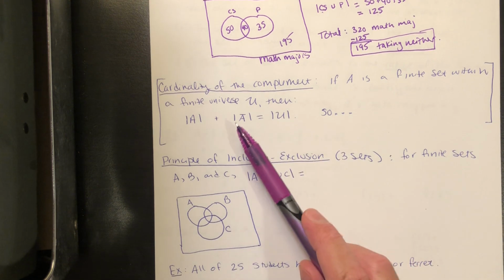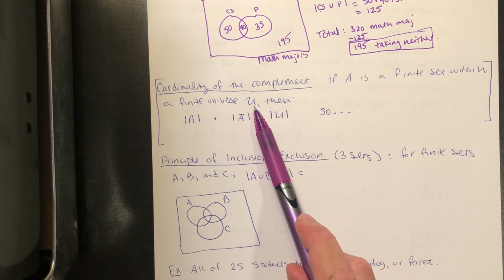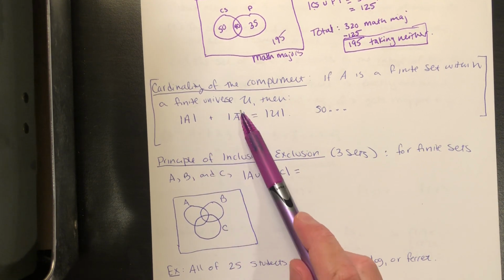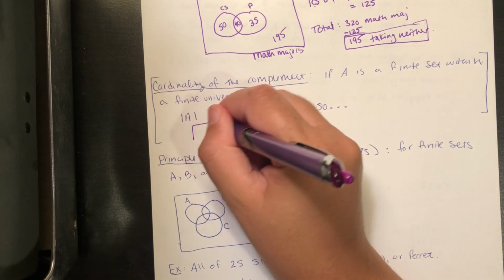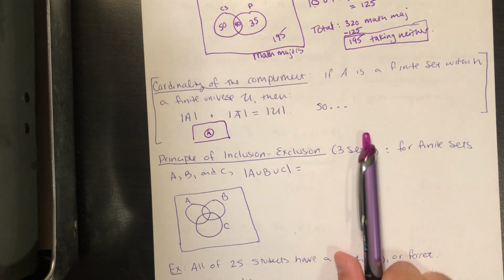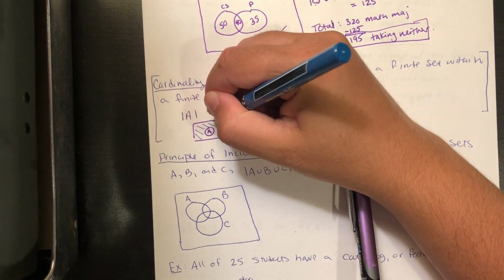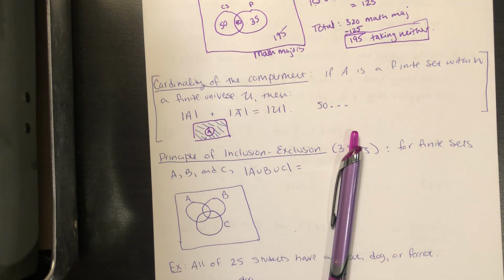So the cardinality of the complement tells us that if A is a finite set within a finite universe U, then the cardinality of A plus the cardinality of A complement is going to be equal to the cardinality of the universe. Right? That makes perfect sense if you think about the Venn diagram. Here's A. A complement is everything outside, right, in this box. So this is saying if you add up all that blue shaded space and then you add up the cardinality of A, you're going to get the entire universal space, right? You get everything.